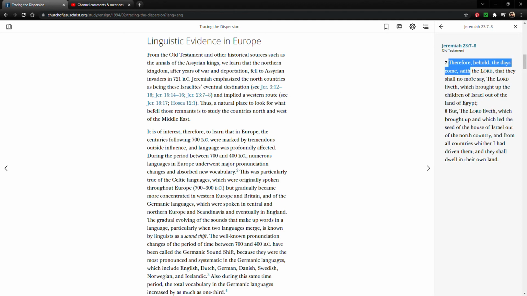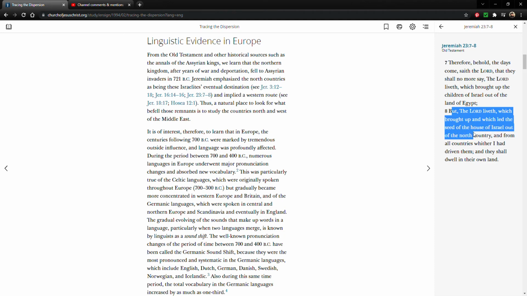"Therefore, behold, the days come, saith the Lord, that they shall no more say, The Lord liveth, which brought up the children of Israel out of the land of Egypt." Again, I just want to highlight, we're no longer going to be talking about it. There's no mention in the scripture that this next part is going to be more grand, more marvelous, more spectacular, more miraculous, whatever. Okay? "But the Lord liveth, which brought up, which led the seed of the house of Israel from the north country, and from all countries whither I have driven them, and they shall dwell in their own land." And that, I would say that that has already happened.